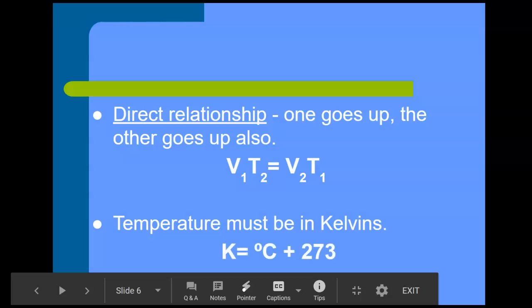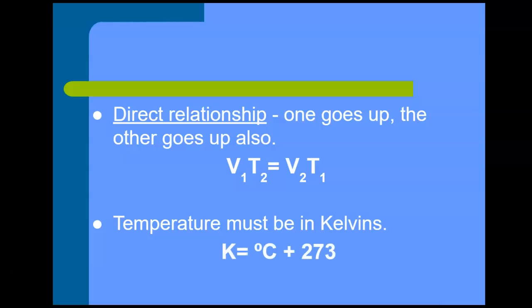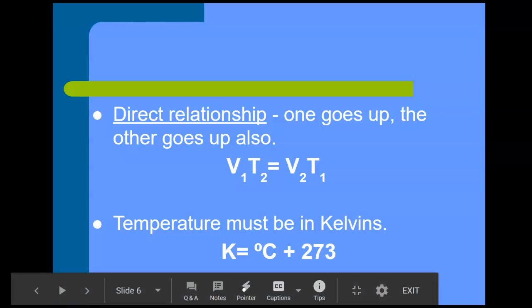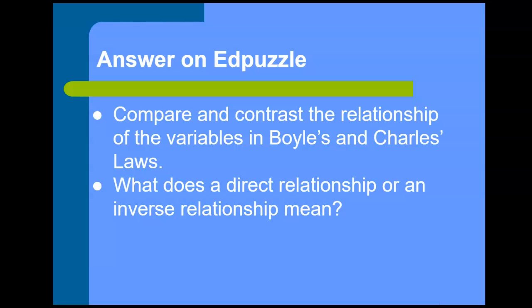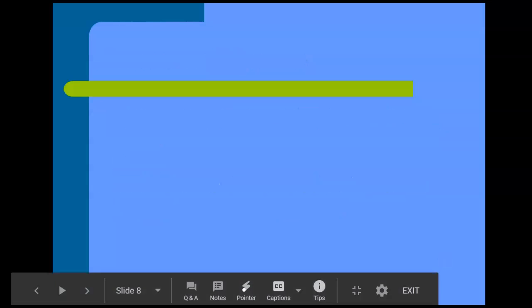Okay, and let's remind you, please, that to change temperature to Kelvin, you must add 273. All right. On Edpuzzle, go ahead and compare and contrast the relationship of the variables in Boyle's and Charles' laws, and then I want to know, what does a direct relationship or an inverse relationship mean? So go ahead and answer in your Edpuzzle at this time.